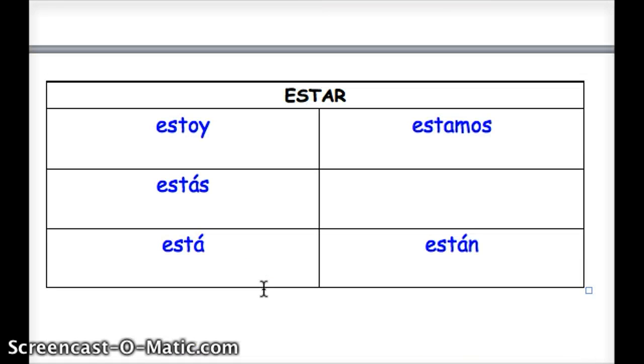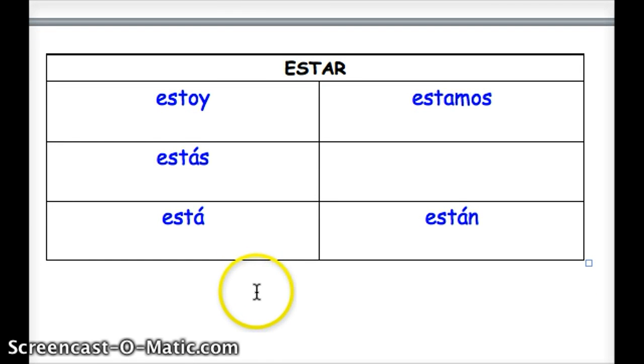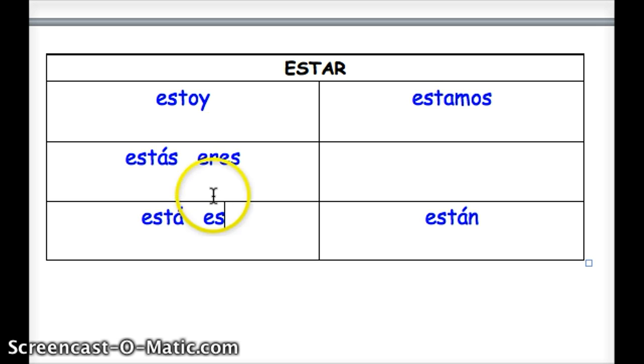Here are the forms of estar. Estoy, estás, está, estamos, están. Notice that all the forms of estar start with est. So sometimes students get confused and they think that eres comes from estar and that es comes from estar because they start with e. But they don't start with est, so they don't belong to estar. And you can tell from the conjugations of estar and ser that they're both irregular verbs.